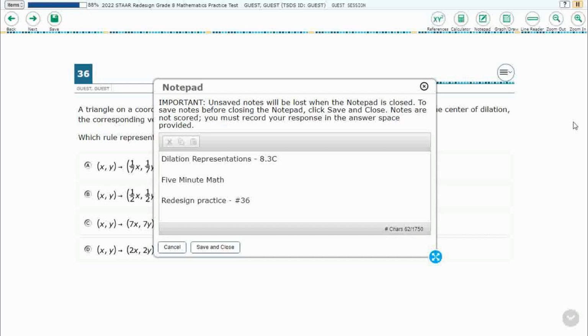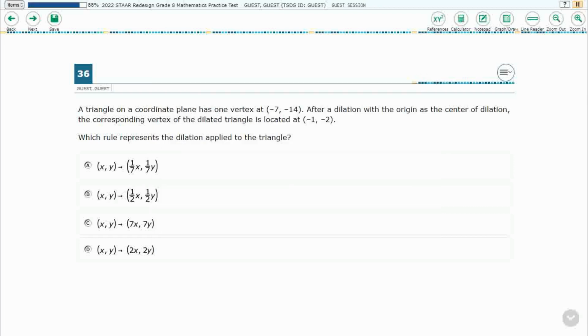Today we are looking at the 8th grade concept of dilation representations. This is standard 8.3c in the great state of Texas, and we are using item number 36 of the Redesign Practice Online STAAR Test. If you haven't done so already, please go ahead and take a moment to pause the video, work this problem out on your own, unpause it, and we will look at our answers together.